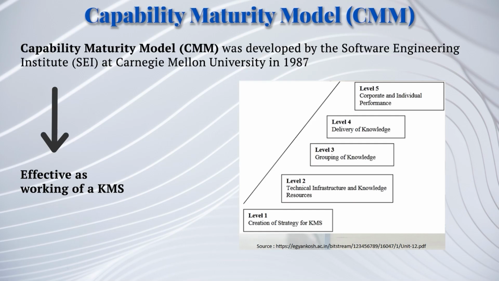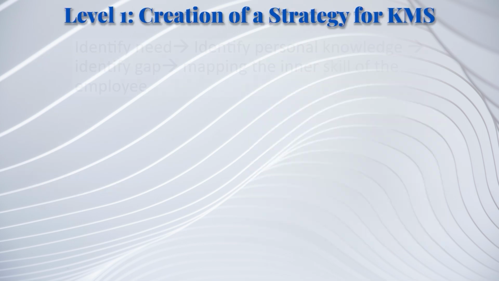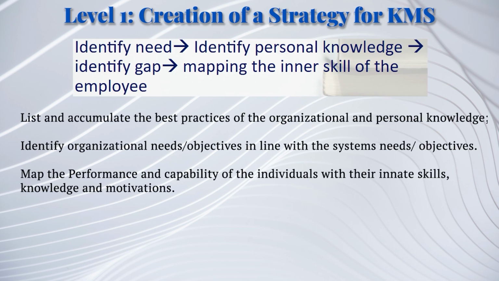Capability maturity model is a structured framework that assesses an organization's knowledge management maturity across different levels. It helps organizations systematically improve their knowledge management practice to enhance decision making, innovation and efficiency. This model typically consists of 5 levels: creation of strategy, followed by technical infrastructure, grouping, delivery and performance. Now, in capability maturity model, creation of strategy is a structured approach to designing, implementing and optimizing a system that captures, stores, shares and applies knowledge effectively within an organization.